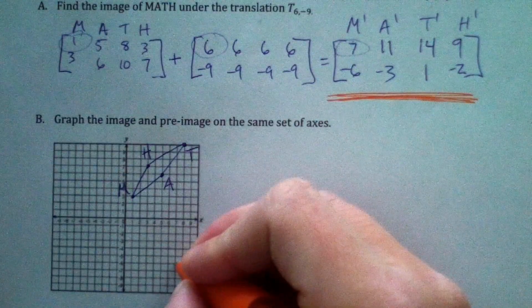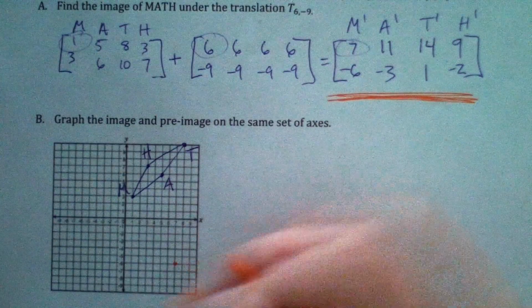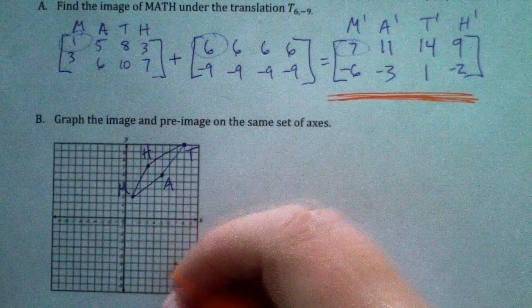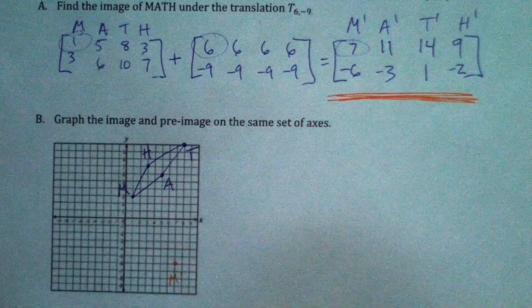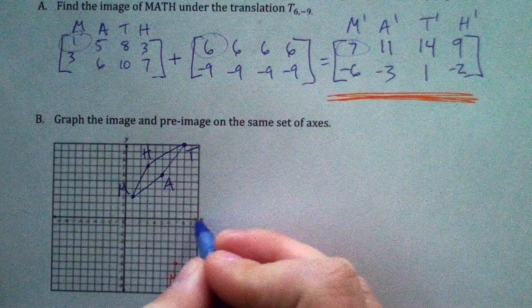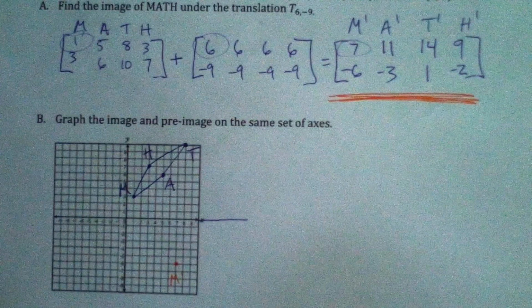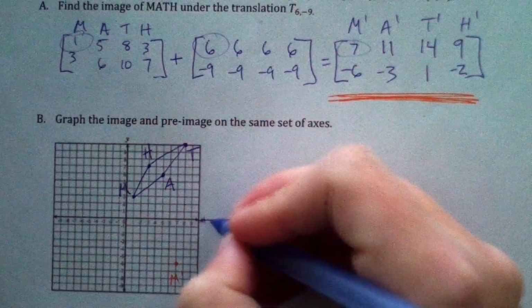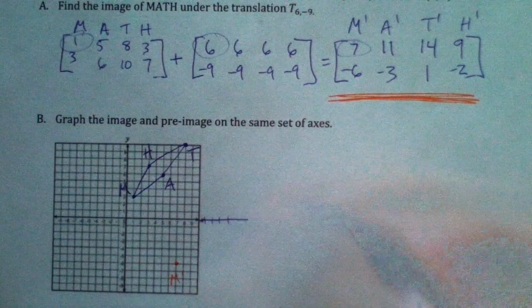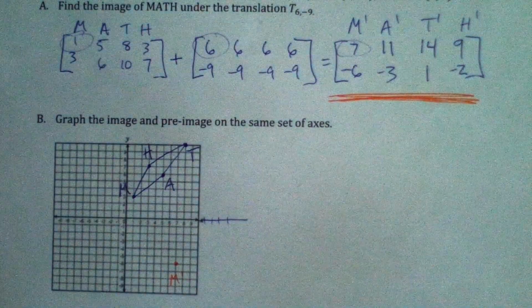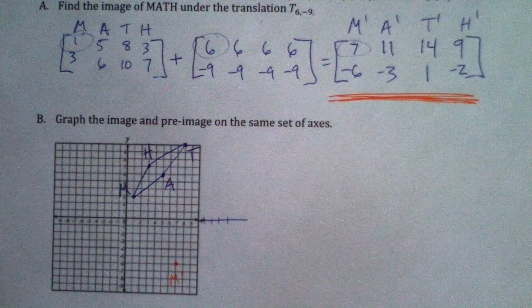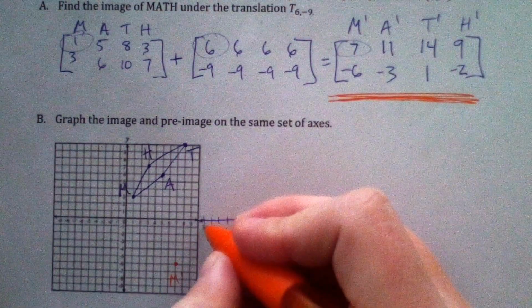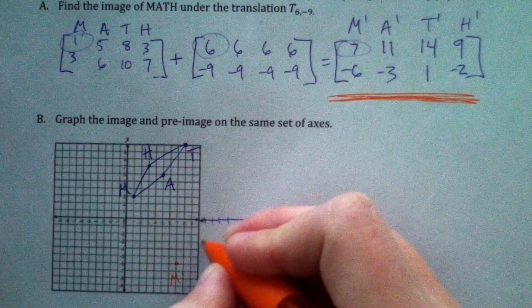So 11, -3, 14, 1, and then 9, -2. And then sketch that guy in. Might look a little off because we had to draw those extra lines in there, but close enough.